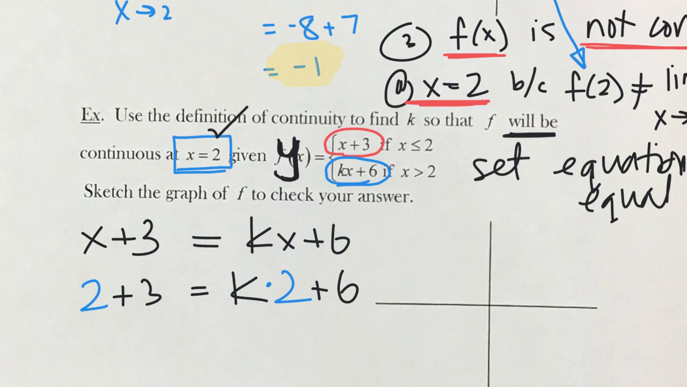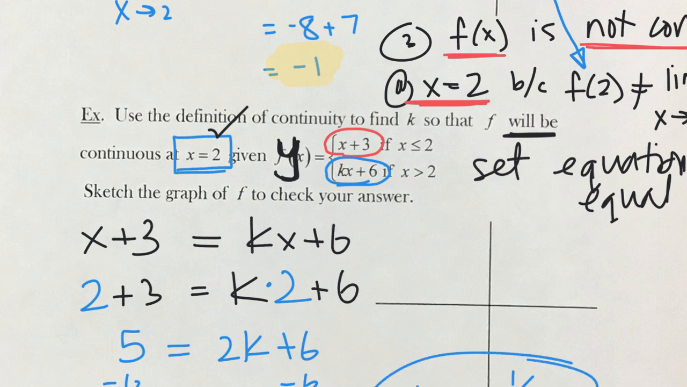And now we just solve this for k. 2 plus 3 is 5 equals 2k plus 6. Right, minus 6 from both sides. And k equals that value.